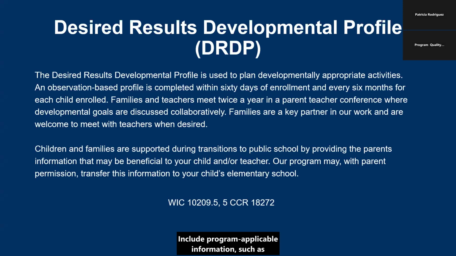Include program applicable information such as who receives assessments and the frequency, how parents are informed of the findings, and how parents are partners in furthering their child's development. Additionally, this is an opportunity to share with your families how teachers and families work in collaboration and are available to meet with parents to discuss their child's development, how your program provides families with observation-based information on their child's development, and how your program can partner with local schools to support transitions into public school when applicable.